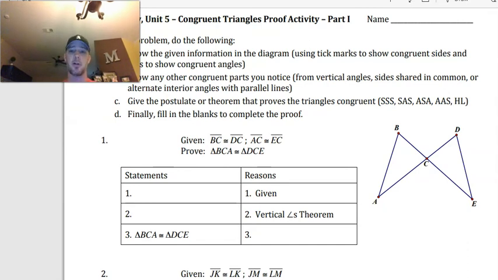I'm going to work through a couple on this page and then just give the answers for the rest of them. That way, instead of you thinking you know what you're doing and copying down my answers, you can try them on your own and then come back later and check your answers. So let's start with number 1.